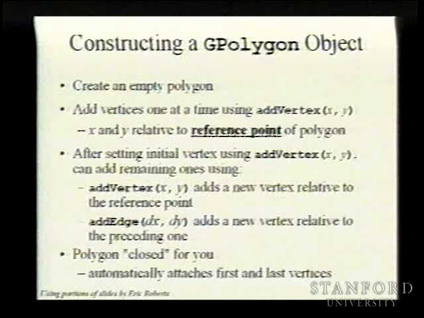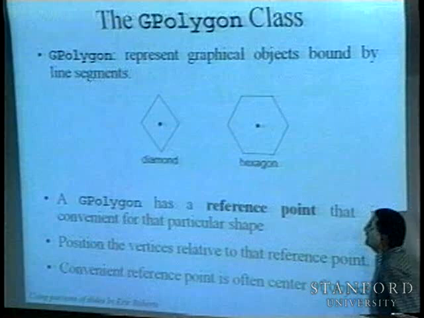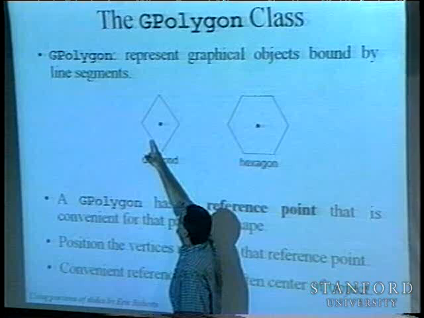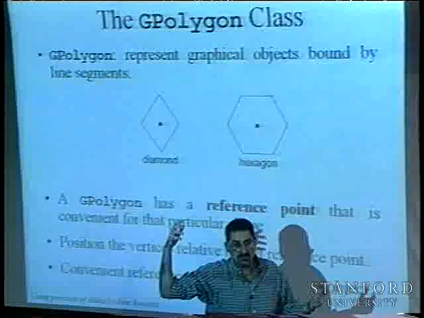So if you're drawing a diamond, and let's back up so I can show you the diamond. If you're drawing a diamond, you might specify that this is the first vertex, then this is the second, then this is the third, and then this is the fourth. How does it know that the fourth and first are what should be attached to each other? It just closes it for you.